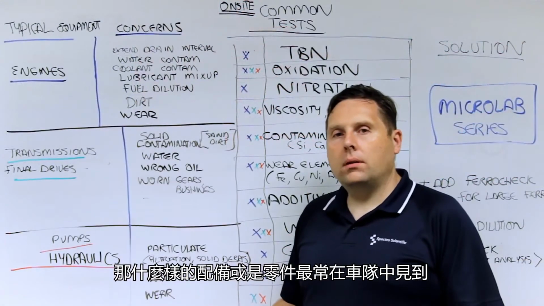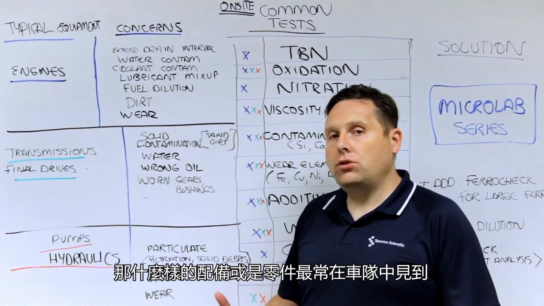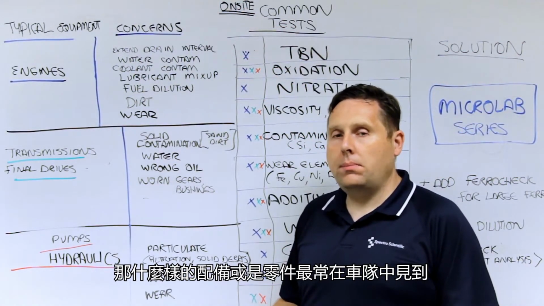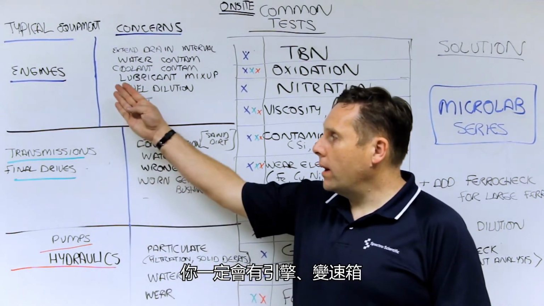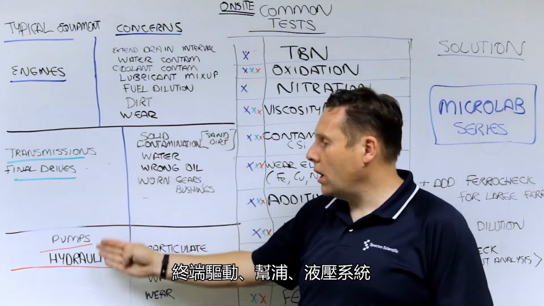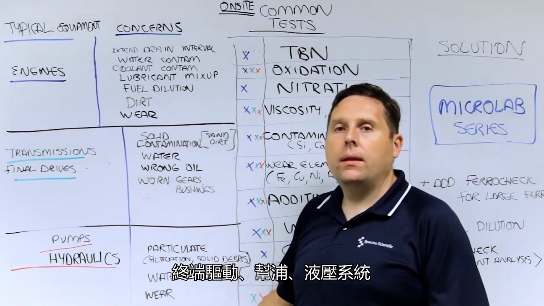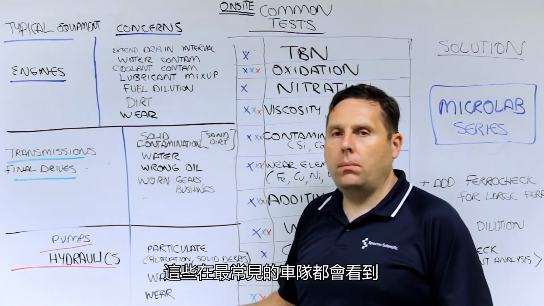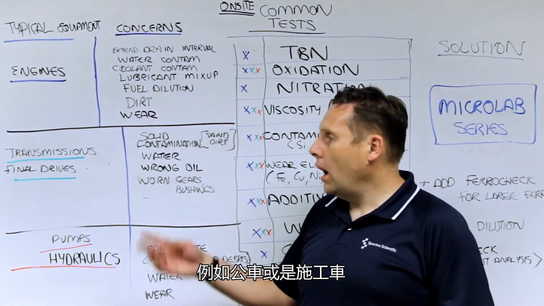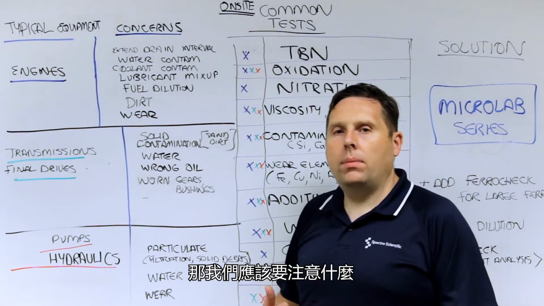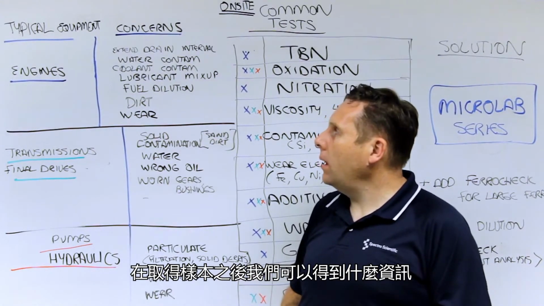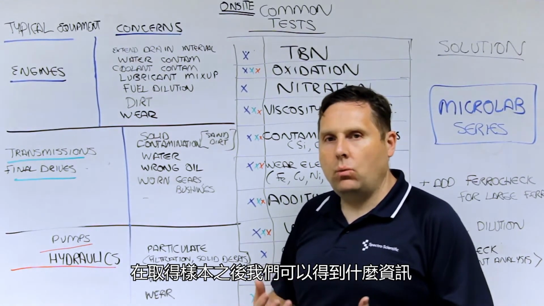So what is the typical type of equipment that we mentioned earlier, the components that are typically found in fleet applications and municipal fleets? Well, obviously you've got engines, transmissions, final drives, pumps, hydraulic systems that are quite common on a lot of your major equipment like buses, construction equipment, and of course you can also have it on passenger vehicles. So what are we concerned about? Why do we do an oil sample? What information can we get out of it?